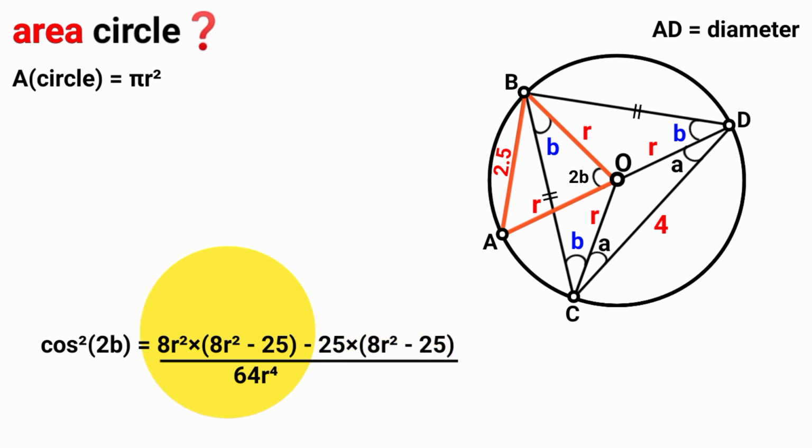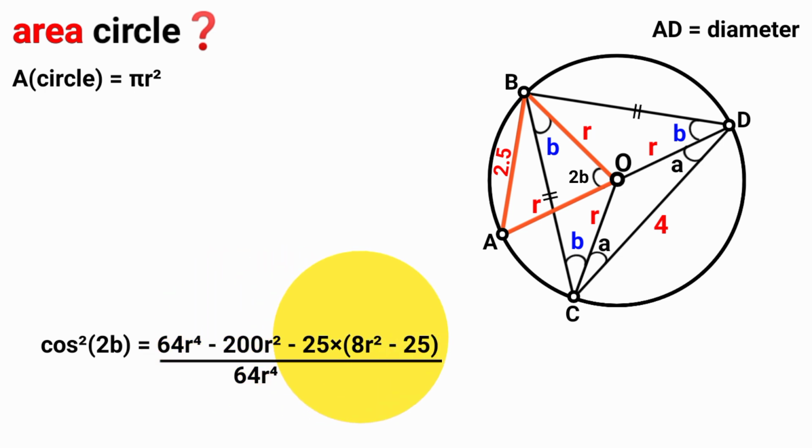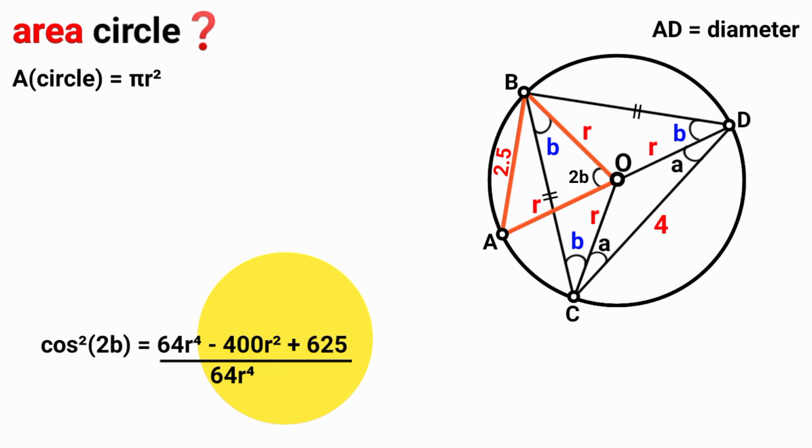8r squared times 8r squared minus 25 is 64r raised to the power 4 minus 200r squared, and minus 25 times 8r squared minus 25 is minus 200r squared plus 625. Minus 200r squared minus 200r squared is minus 400r squared. So cos squared 2b equal to 64r raised to the power 4 minus 400r squared plus 625 all over 64r raised to the power 4.